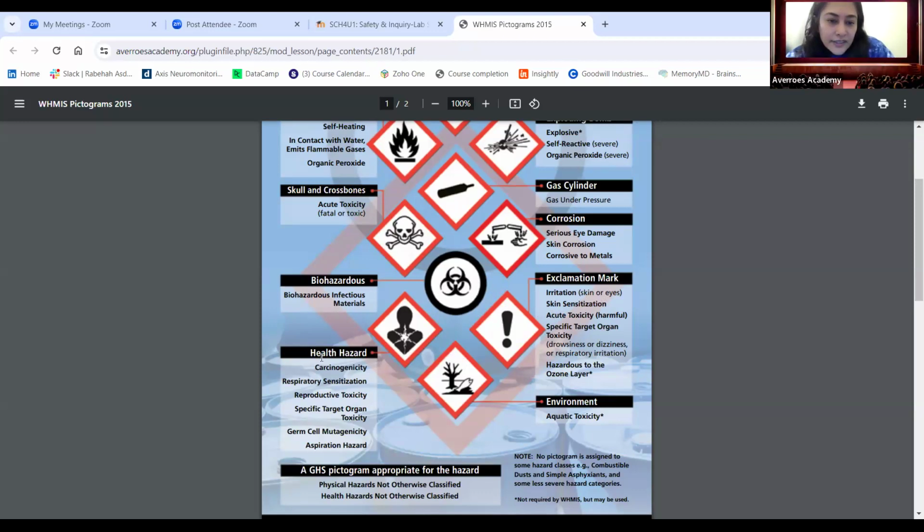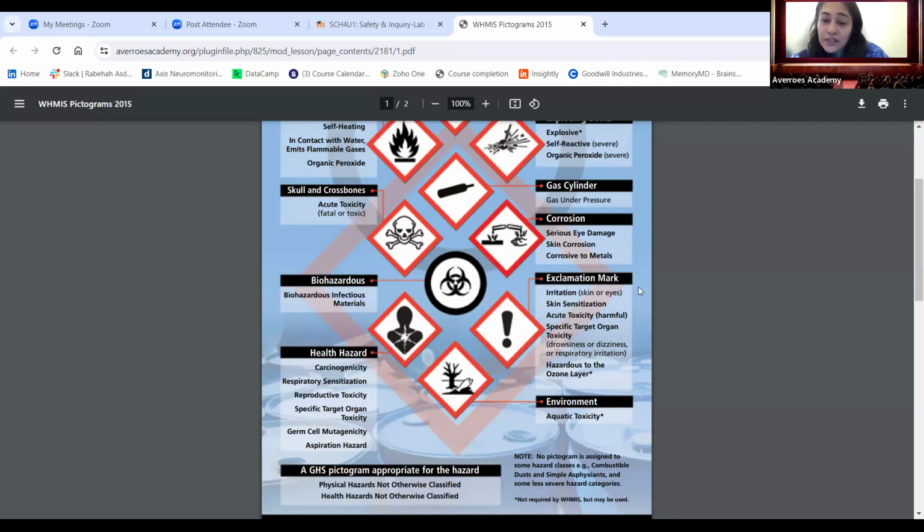And then we have this health hazard. It's in the middle here. It's a picture of a man, and then you have a little round thing in the middle, and then some lines radiating out of it. That means that it's a health hazard. It can cause cancer. It can cause germ cell mutagenicity. It's an aspiration hazard. And then it's specific target organ toxicity, and also reproductive toxicity, as well as respiratory sensitization. So basically health hazard means it could affect any part of your body and organ systems and things like that. So you have to be extra careful when dealing with that.